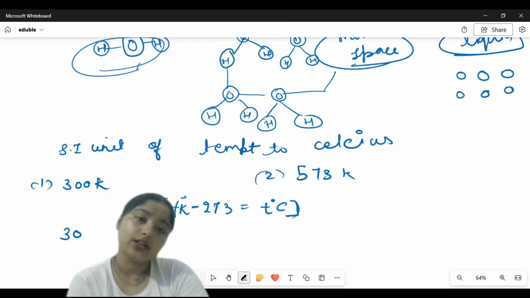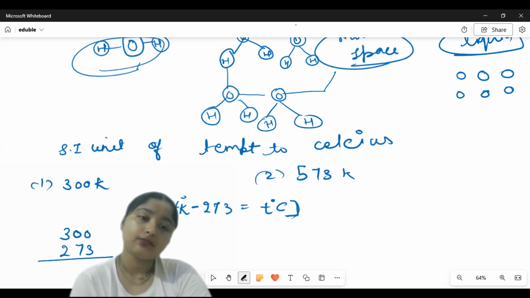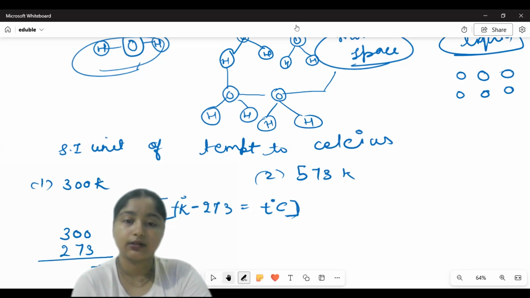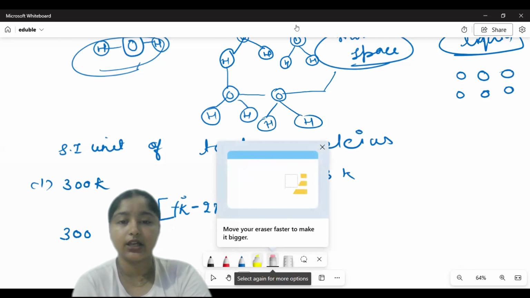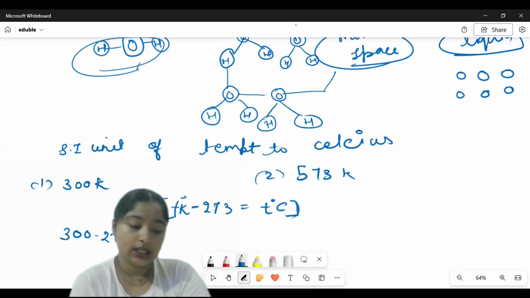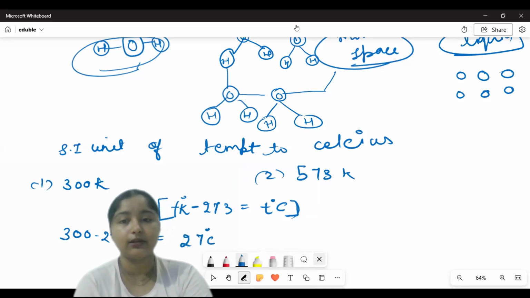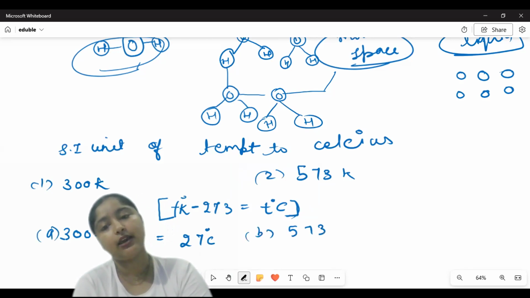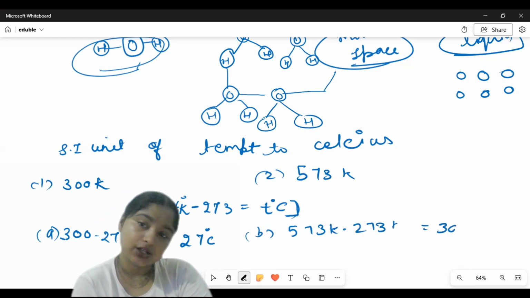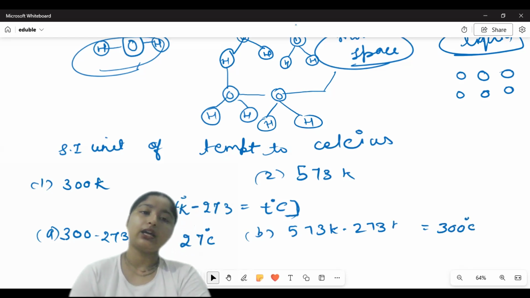So 300 minus 273K is going to give you 27 degrees Celsius, right? Try the second one. It's going to be 573K minus 273K. Easy peasy. That's going to give you 300 degrees Celsius, right?